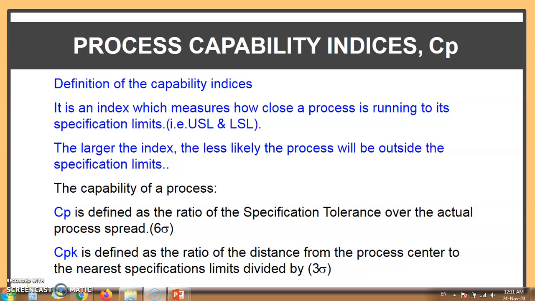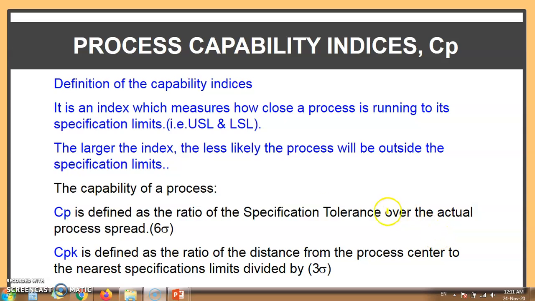Hi class, this is the second video on Process Capability Index, CP and CPK. As mentioned in the previous video, the CP measures how close the process is running to its specification limit. That means the voice of the customer. A larger index is required so that the process will produce product that is not outside the specification limit. Therefore, the CP is defined as the ratio of the specification tolerance over the actual process tolerance.